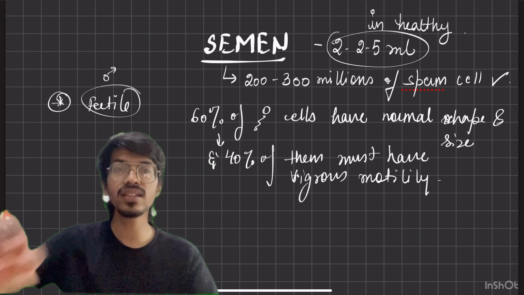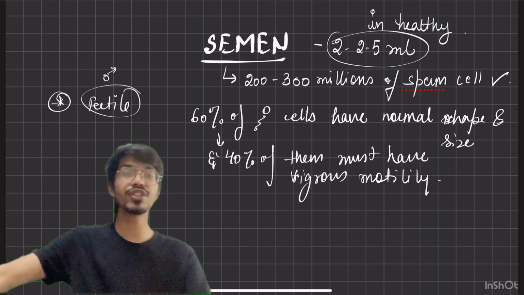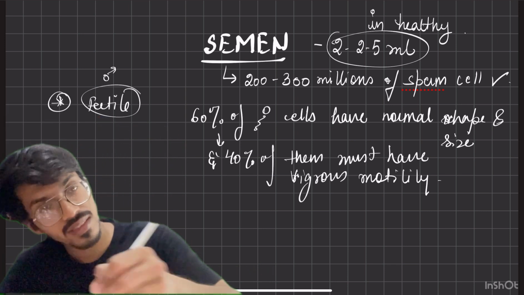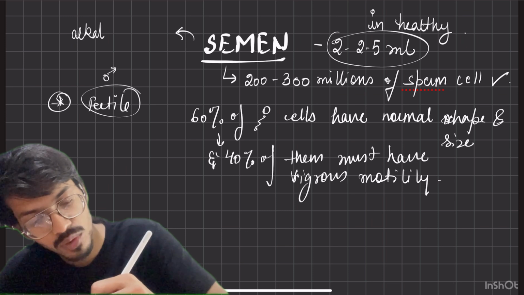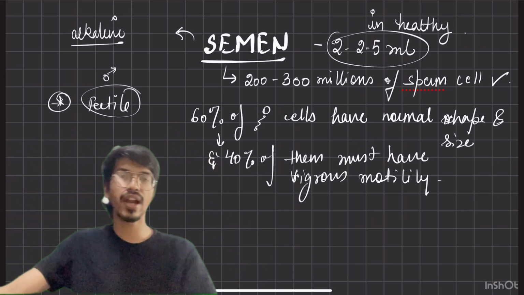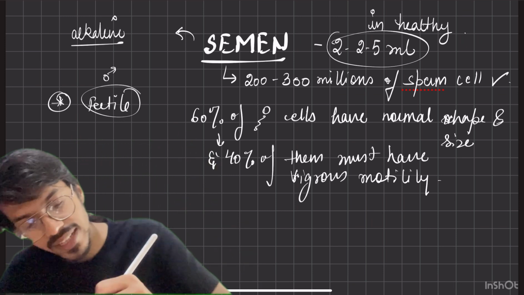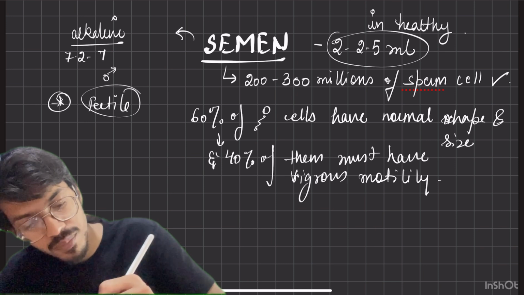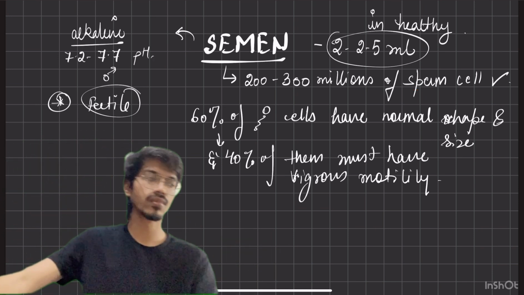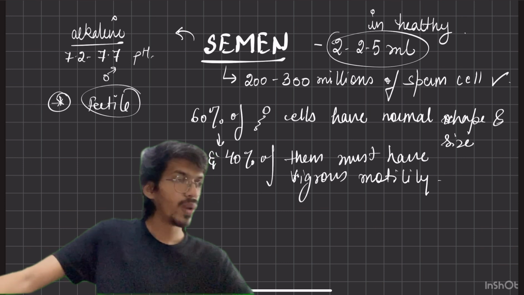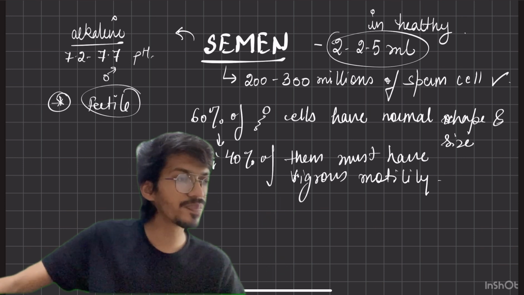Then the next thing we should remember is that this semen is alkaline in nature, and this alkalinity is provided by the prostate gland only. And if it is alkaline, its pH is 7.2 to 7.7. Okay, that's it.